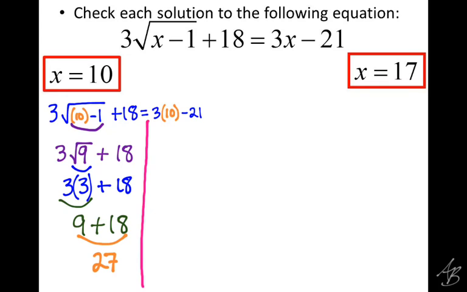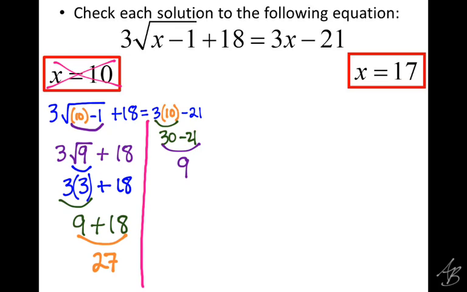We get 27. On the right side, we need to use order of operations there. This one's going to be a little easier. Are we going to multiply or subtract first? Multiply. So we do 3 times 10 and get 30. Bring down our minus 21, and then 30 minus 21 is 9. What does that mean? It's wrong. We got 27 on the left, we got 9 on the right, we got 2 different answers, so 10 is an incorrect answer. It's not a solution to this equation.